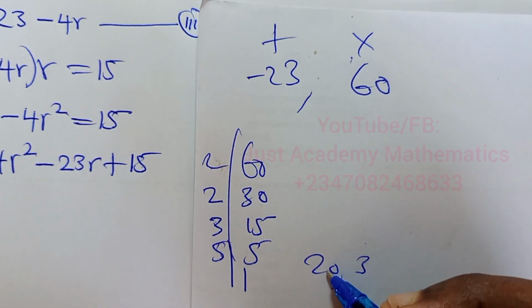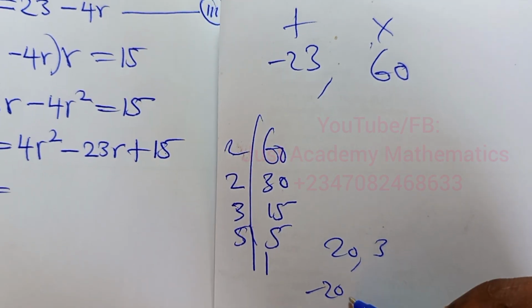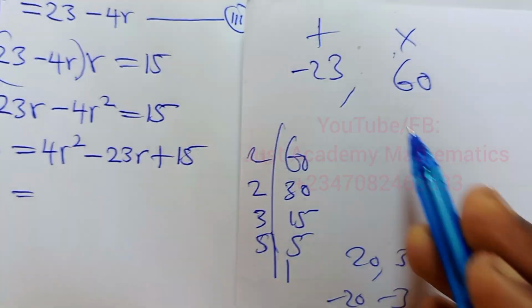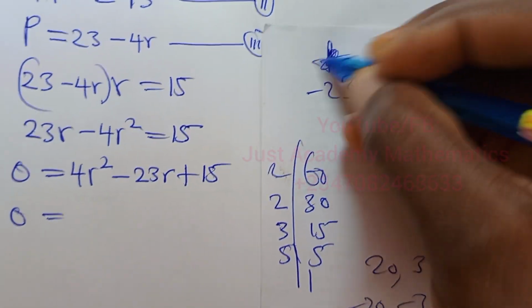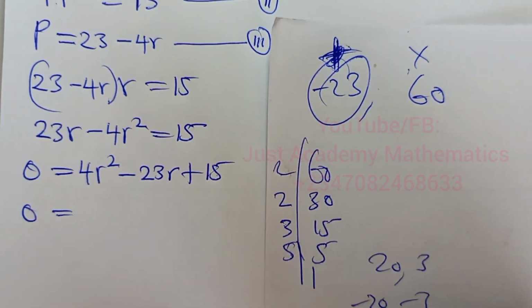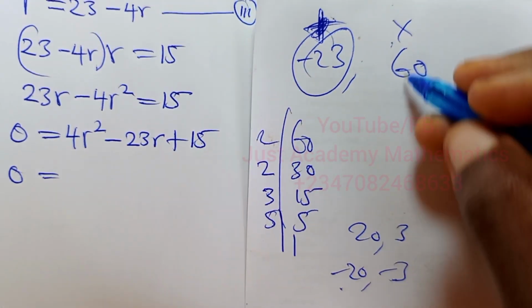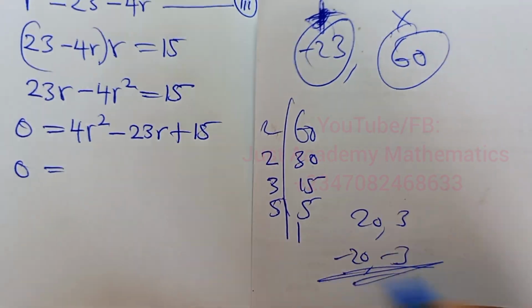20 and 3. What about minus 20 minus 3? Add to give us minus 23. And minus 20 times minus 3 will give us plus 60. So 20 and 3 will work.